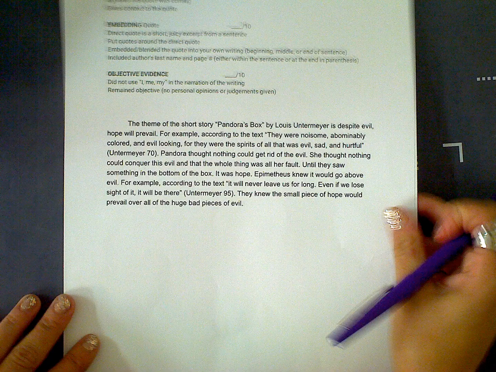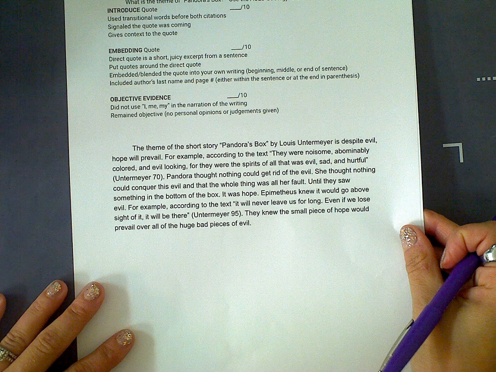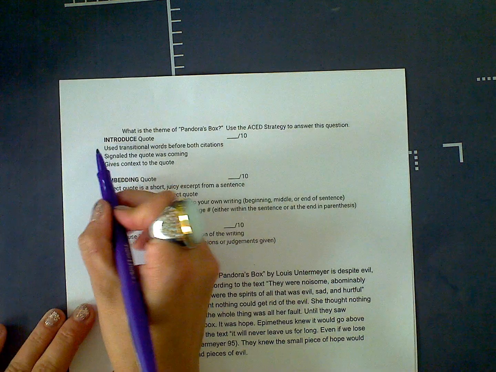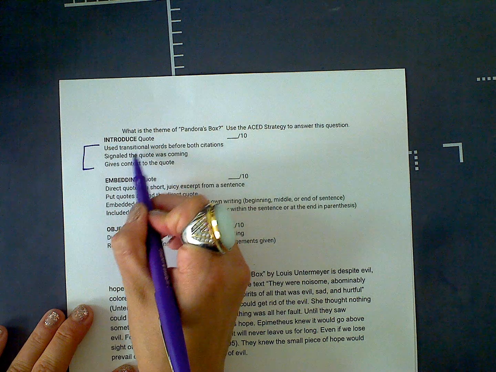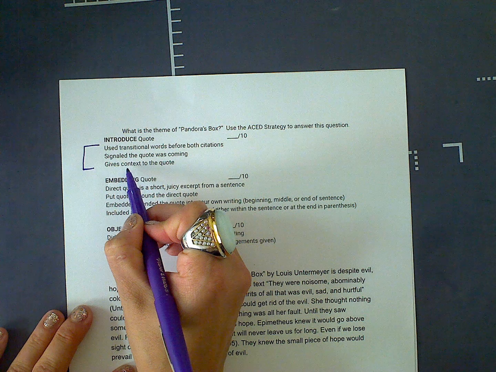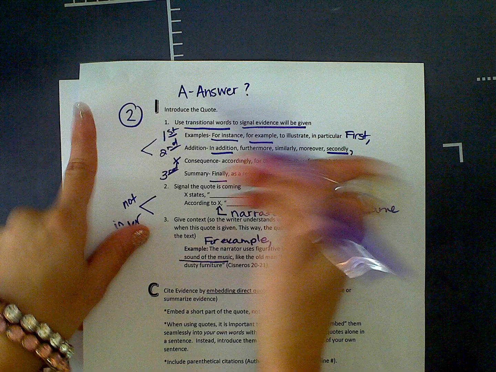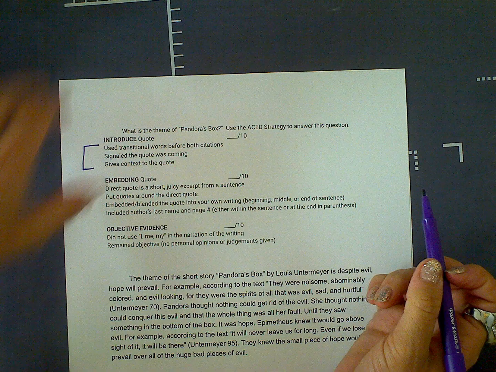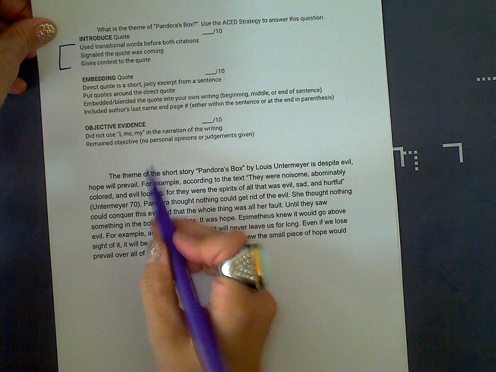This is an example of a student who is answering the question, what is the theme of Pandora's box, right? And I am grading them on transition words, signaling the quote is coming, and giving context. That's the first parts, 1, 2, and 3 of our ICE strategy, right? So let's take a look. The student has answered the question.